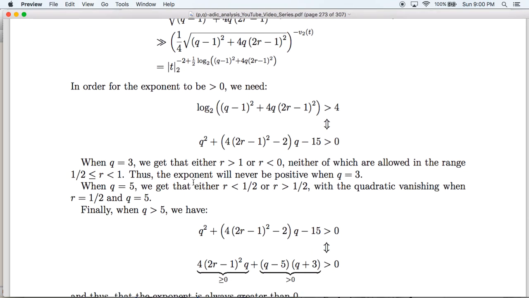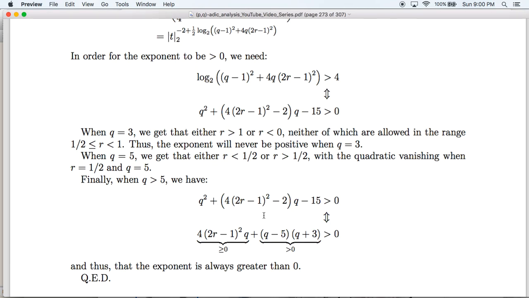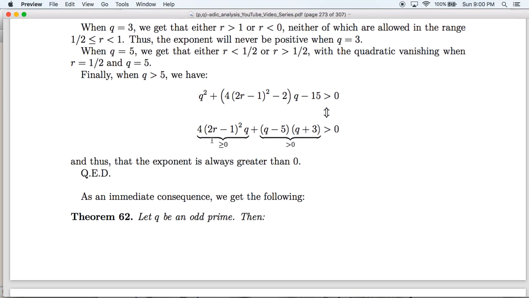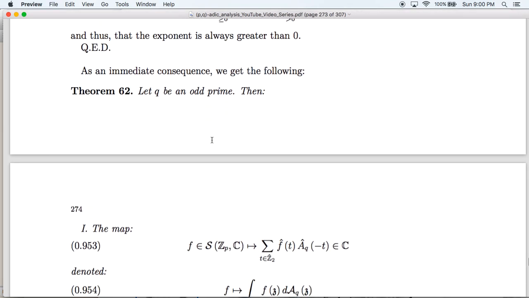Finally, when q is greater than 5, we can rewrite this. Here, this is a positive number, and this is a positive number, so this is always going to be greater than 0, and that proves the divergence that way as well. So why is this fun? And why is it not fun? Why is this useful? Because we can do something very fun with it.